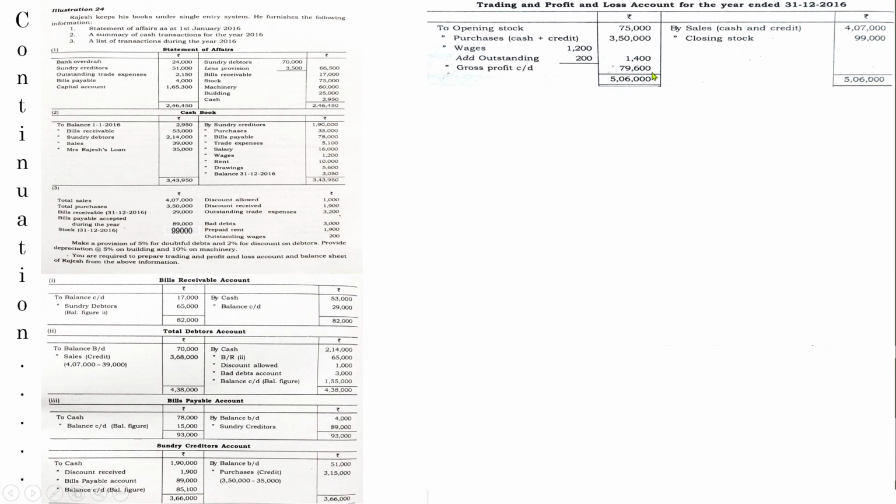So once you prepare or identify the gross profit, you have to go for the profit and loss account. For continuing the profit and loss account, you need to transfer the gross profit to the next side. So we will bring down the gross profit balance as gross profit brought down 79,600. Now go through all these details, whether there is anything that is related to profit and loss account. Here the statement of affairs will not have any relation with the profit and loss account. Next one is the cash book.